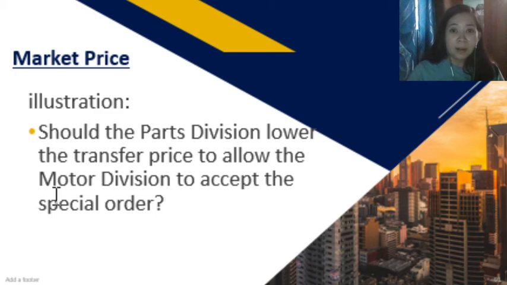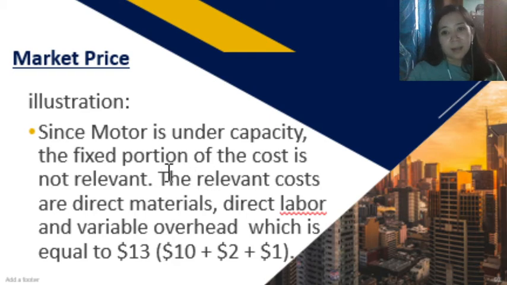What will be the effect on the overall profit of the company? To analyze, since the motor division is under capacity, operating at only 70%, the fixed portion of the cost will be considered irrelevant. If you still remember our previous video lecture about relevant costs, if the entity, or in this case the division, is operating at less than capacity, the relevant costs that we will consider are only the variable costs.